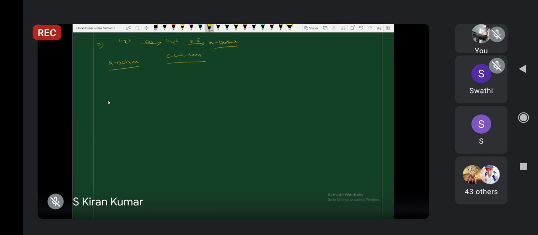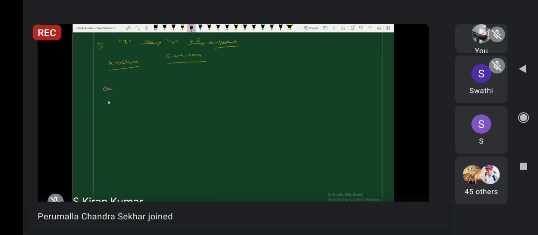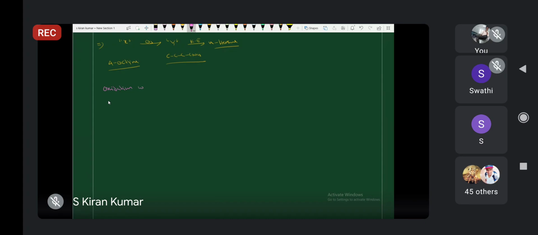The next one is about ozonolysis and related examples of alkynes. Next, oxidation with selenium dioxide or cold alkaline KMnO4. Oxidation reactions. With both the reagents, the products are the same, sir. Cold alkaline KMnO4 is called Baeyer's reagent.